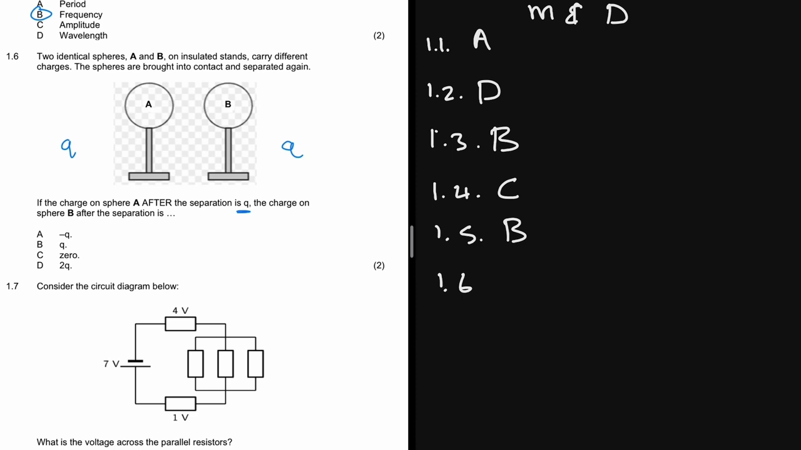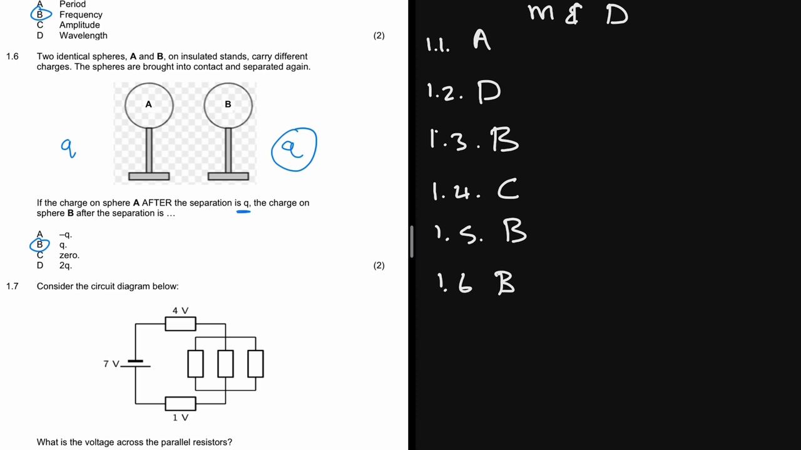So now, the question continues to say now, the charge on sphere B after separation is what? It has to be Q. So Q will be what? Will be number B there. So we are going to say 1.6 is going to be B, because after separation, the charges will have the same amount of charge.